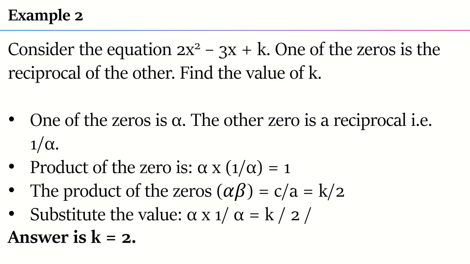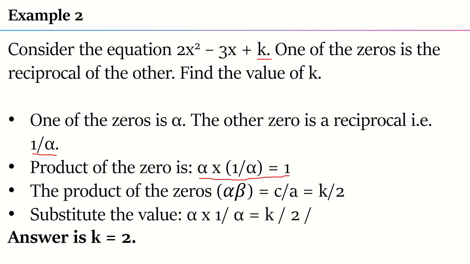We will see one more example. The equation is 2x square minus 3x plus k, and they have mentioned that one of the zeros is the reciprocal of the other, and we need to find the value of k. As usual, you need to mention this very clearly. Say that you are going to assume one of the zeros is alpha and its reciprocal is 1 by alpha, and the product of the zeros is alpha into 1 by alpha is equal to 1. This has to clearly come out in your first 2 statements.